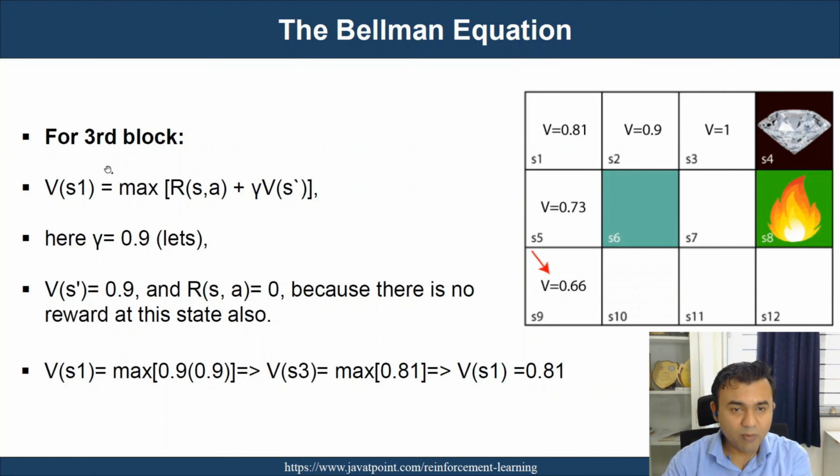Now similarly you compute for the third block: gamma 0.9, reward R as A equals 0, because if I am standing at S1 and I move to S2 or S5, there is no reward, so the reward is 0.